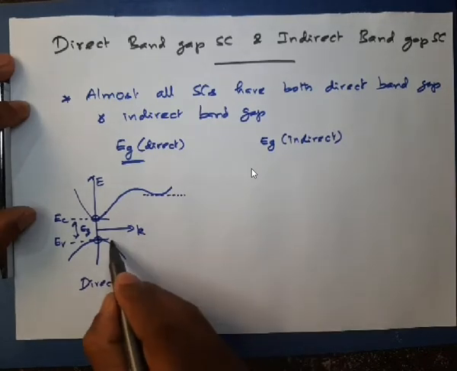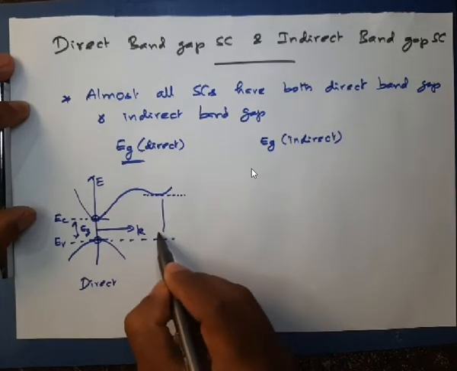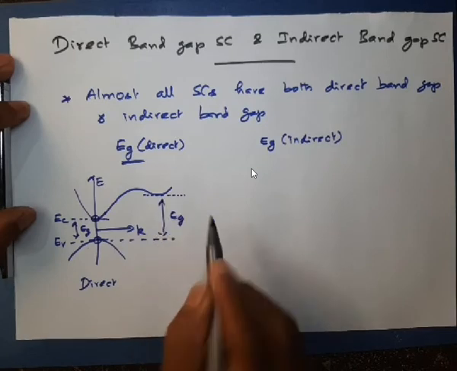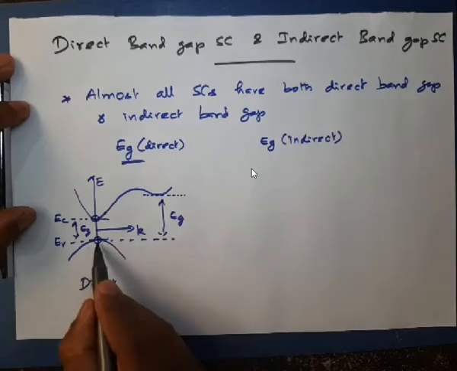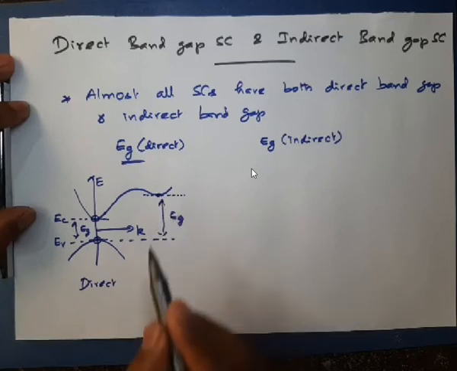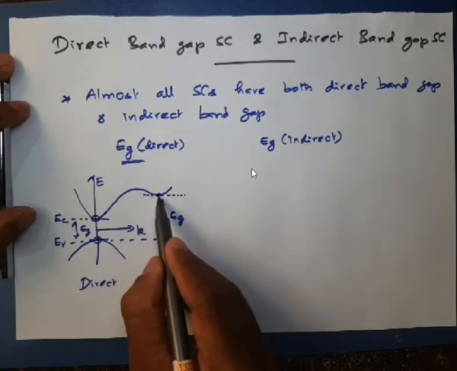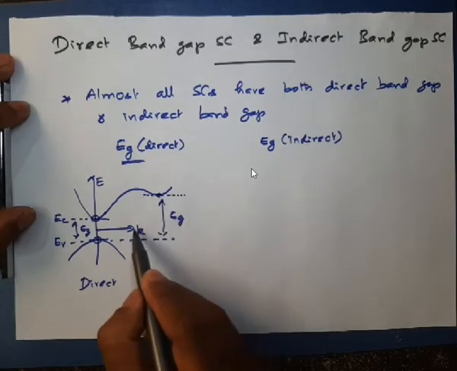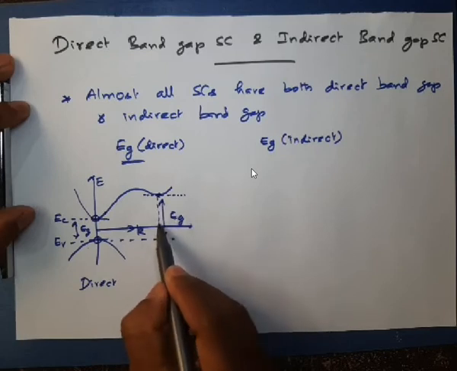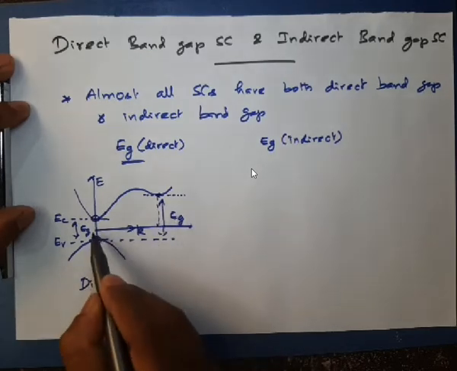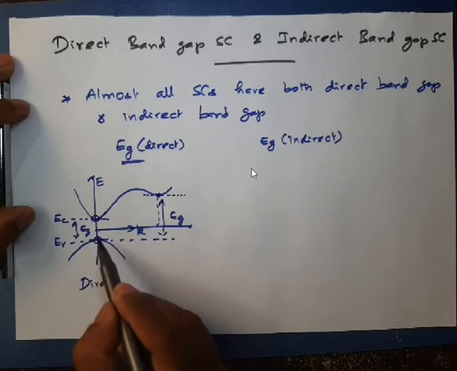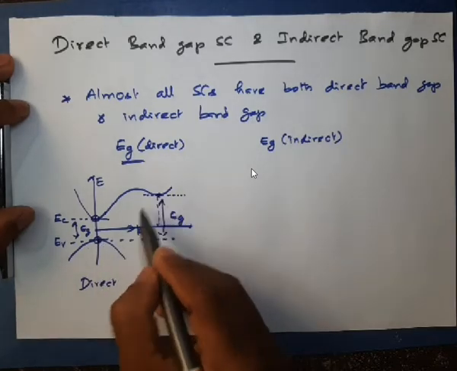Now I have another band here. Now I'll measure the band gap of these two. This is the top of the valence band and this is the bottom of this band. Now this band has a different K value, correct? This K value is different and this K value is different. So the top of the valence band and the bottom of this band are different.